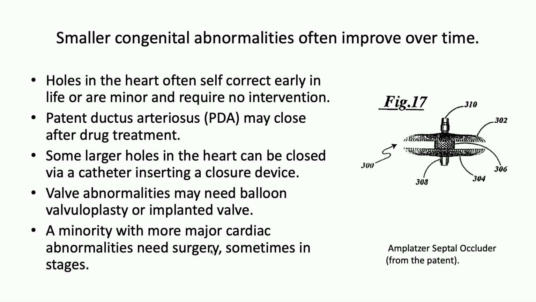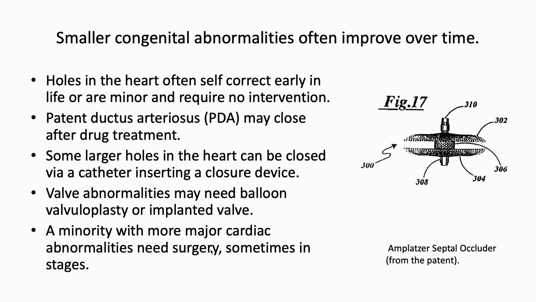Then for slightly larger holes in the heart, we now have methods for closing them with a relatively minor procedure where a catheter is put into the heart from the groin or elsewhere, and a closure device which essentially looks like two parasols. One parasol is put through the hole and then opened and put against the heart, and the other one is put against it the other side. And so it's possible to close these holes with a relatively short and minor procedure.